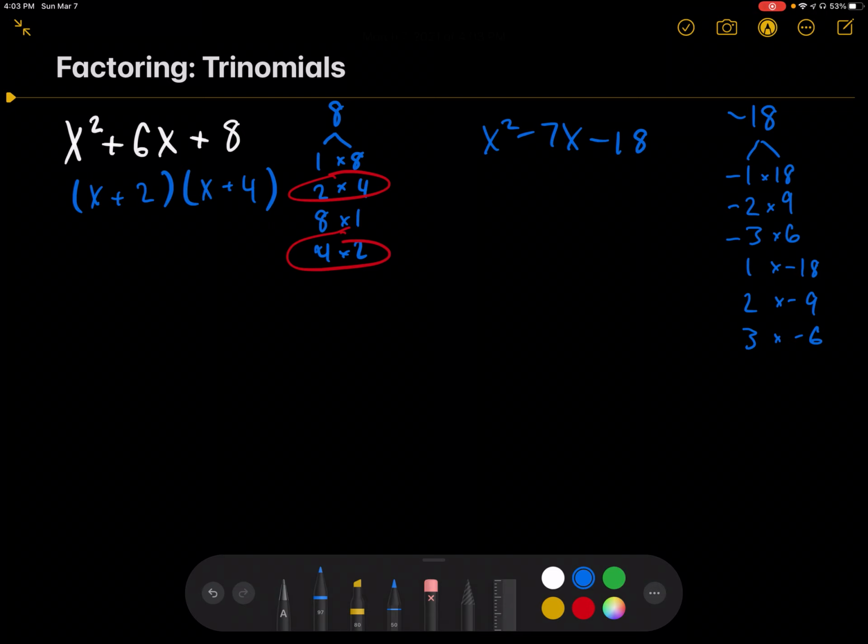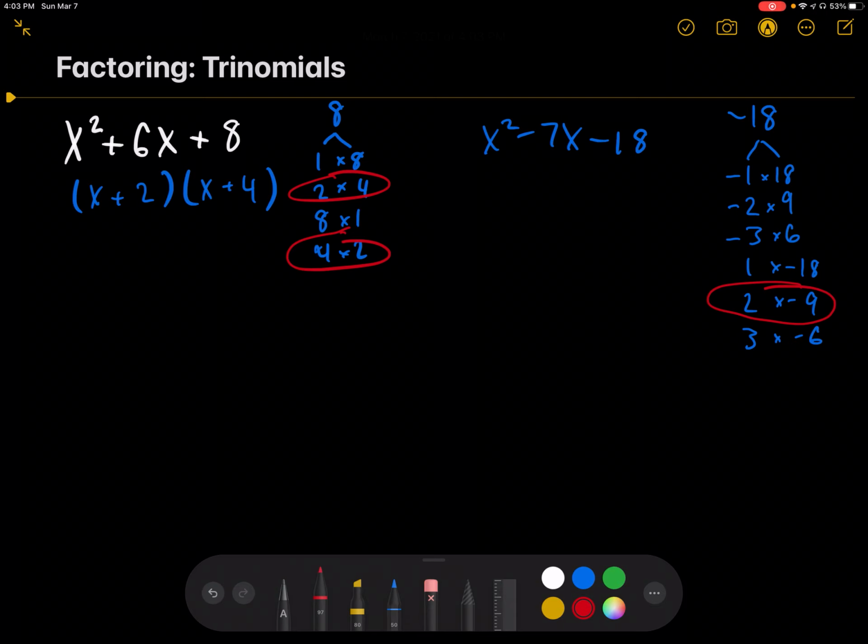So if you remember in the last problem, all we have to do is find which one of those possibilities is going to add up to get the number in the middle, the negative 7. So if you look through all these, which one of these, if we change the multiplication to plus, would give us negative 7? And you should notice that it is this one right there, 2 and negative 9.